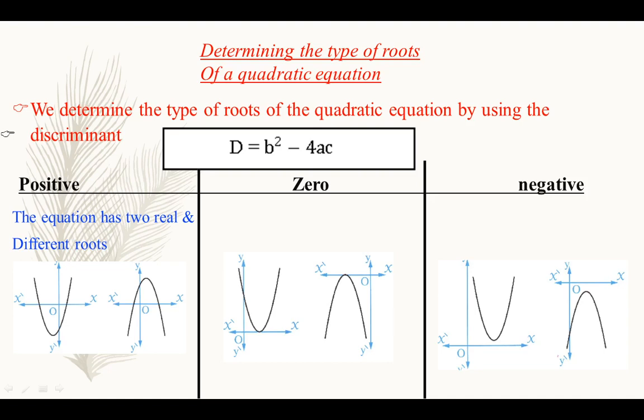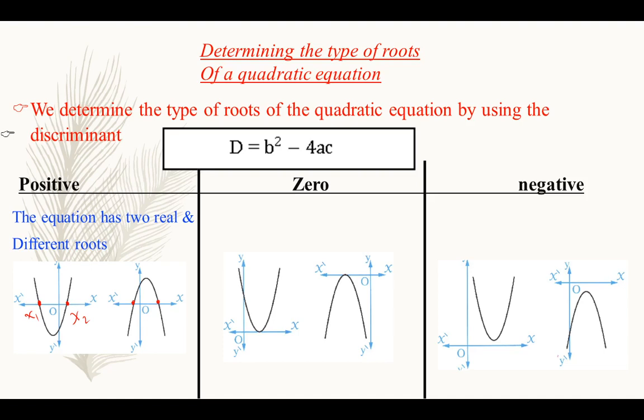What do we mean by that? We mean that the curve of the quadratic equation intersects the x-axis at 2 points. This is the first point and this is the second point. So in the solution set we have two solutions: the first solution will be x1 and the second solution will be x2. These two points are the solution set of the quadratic equation.